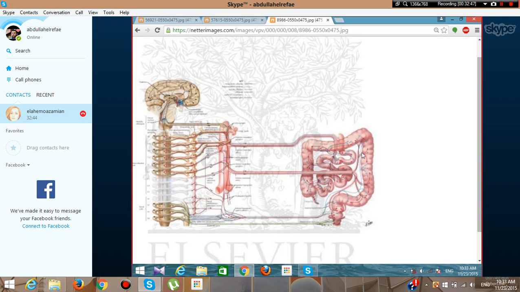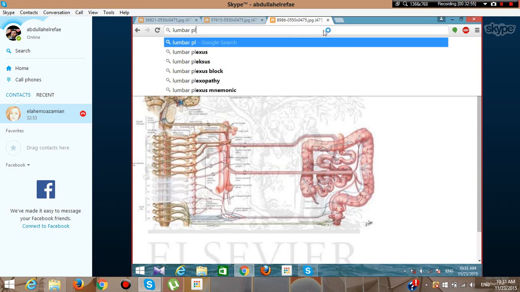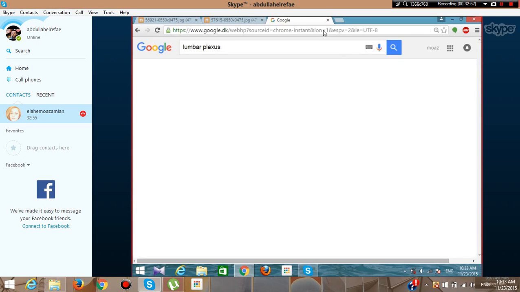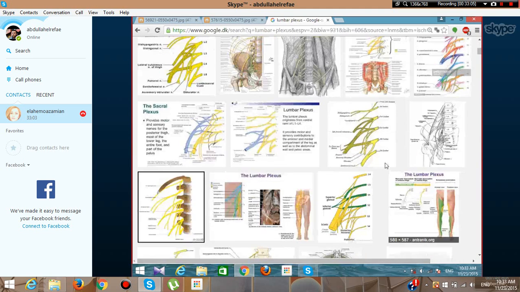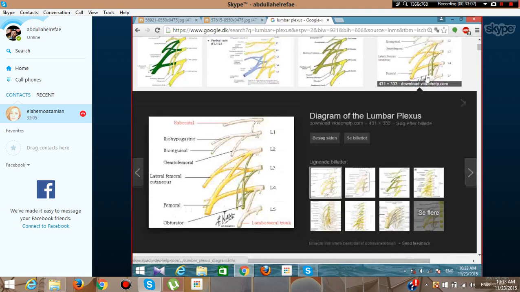Let's talk about lumbar plexus. Lumbar, okay. What is lumbar here? First, we look at a picture in lower limb.